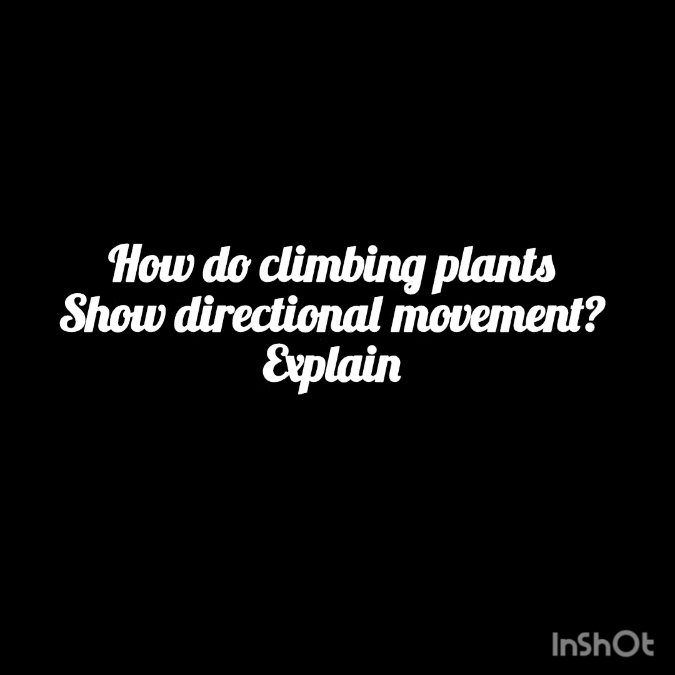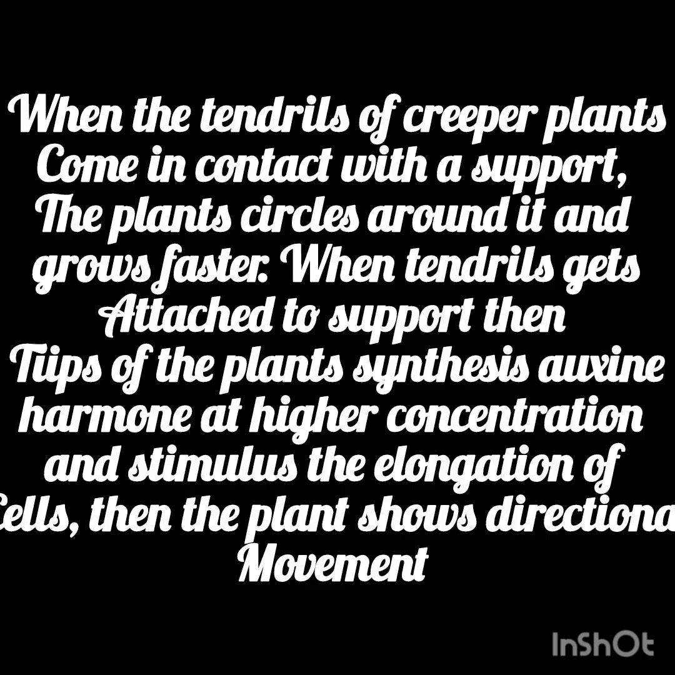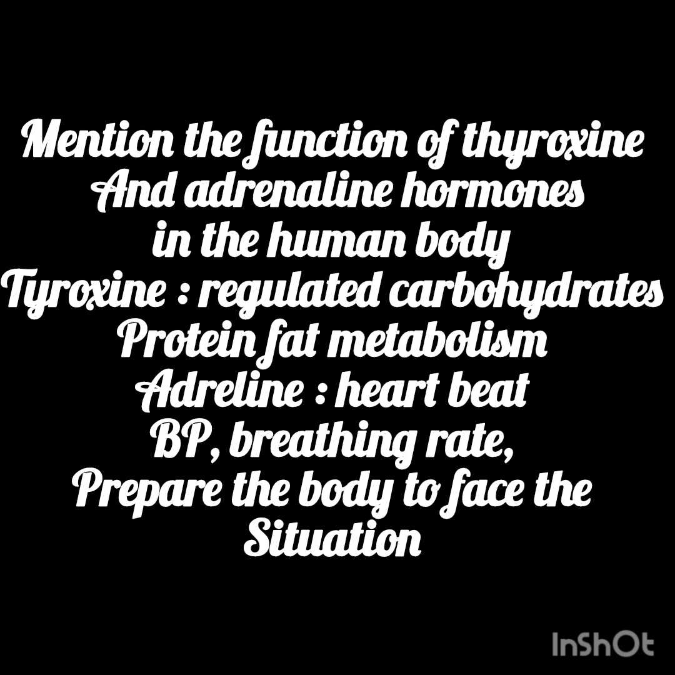How do climbing plants show directional movement? Explain. Climbing plants means creepers. When the tendrils of the creeper plants come in contact with a support, the plant circles around it and grows very fast. When the tendrils get attached to the support, the tips of the plant synthesize auxin hormone at higher concentration and stimulate the elongation of cells. Then the plant shows directional movement. Of course, you know that a plant moves towards sunlight, towards water and the soil as well. Creepers also move towards the plants around them.